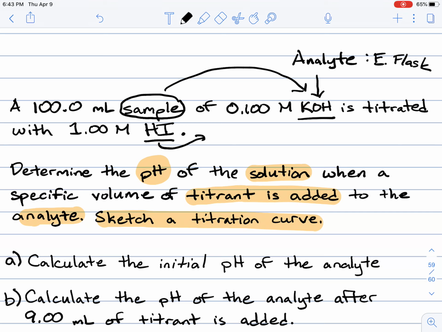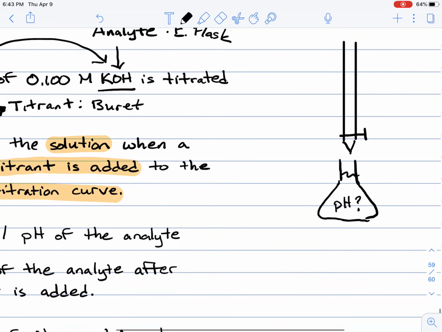Now, hydroiodic acid, that's the other component, and this is going to be our titrant. And it's going to be found in the burette. And what we're going to do is summarize everything that I've written in this first sentence of this paragraph into an image.